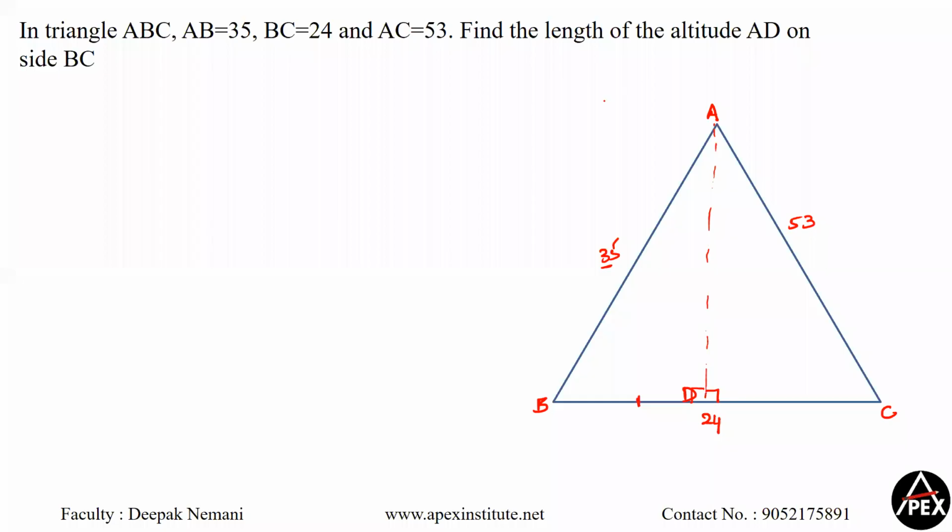Sir, if angle ADB is 90, then we can find the altitude measure. How can you find altitude? Do you know BD? The length of BD? But this is an altitude.